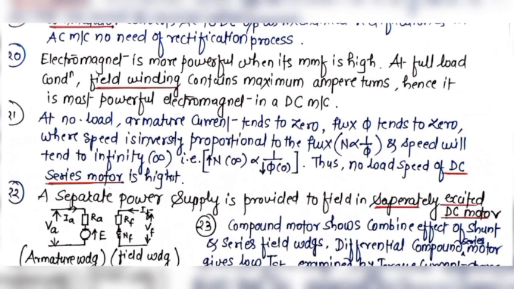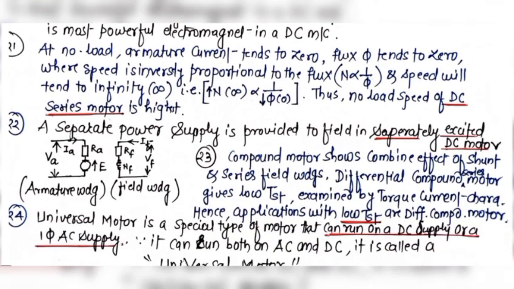A separate power supply is provided to the field in a separately excited DC motor. A compound motor shows the combined effect of shunt and series field windings.